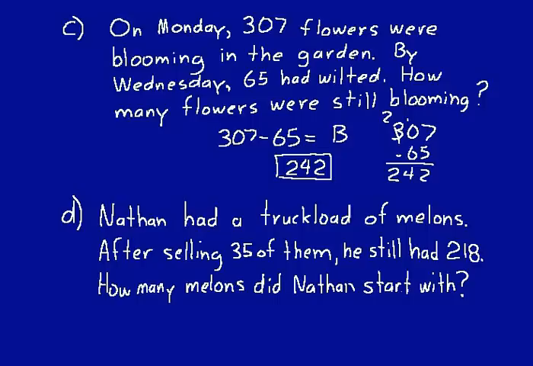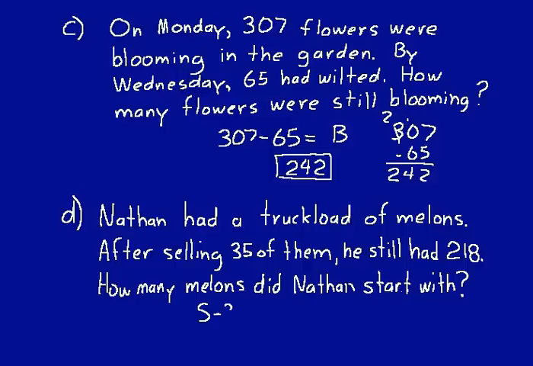Think about some key words here, like selling. If you sell something, they go away, right? And you still have some left. So we're doing a subtraction problem here. Think about the question that they're asking. How many melons did Nathan start with? So if we're doing subtraction, we start with the big number. The biggest number would be the one that he started with. And we'll just say S for start.